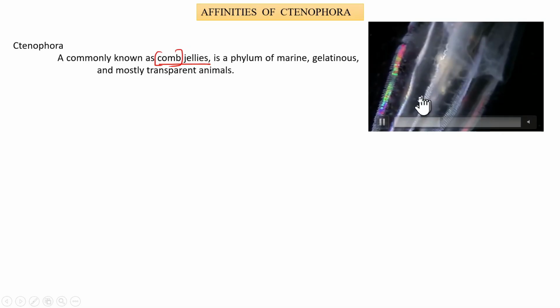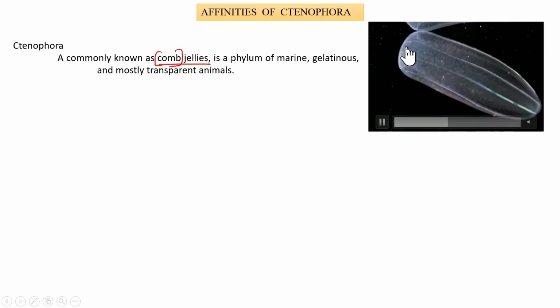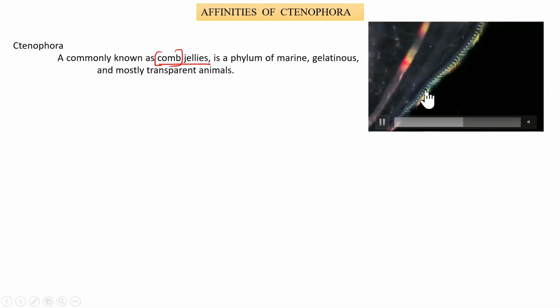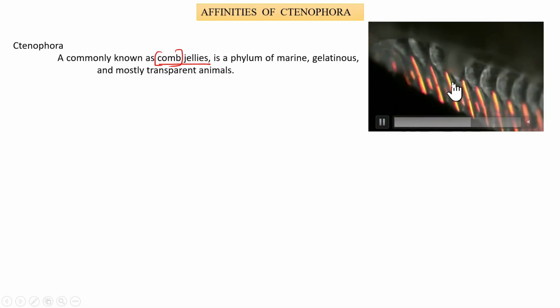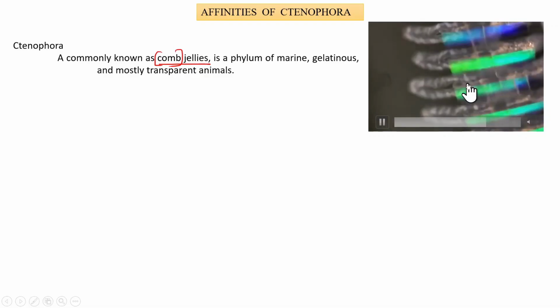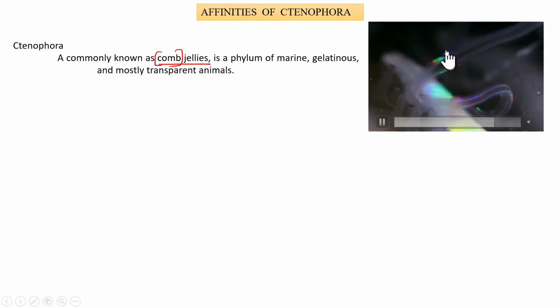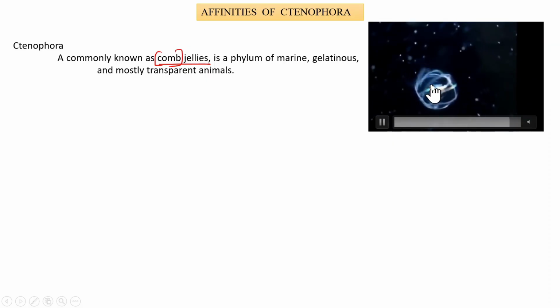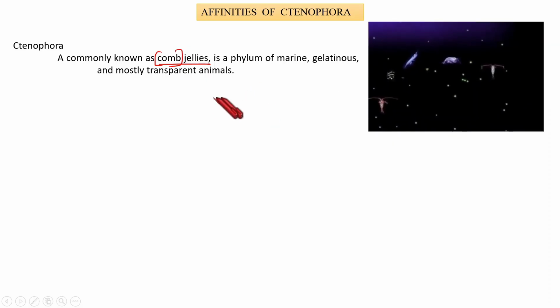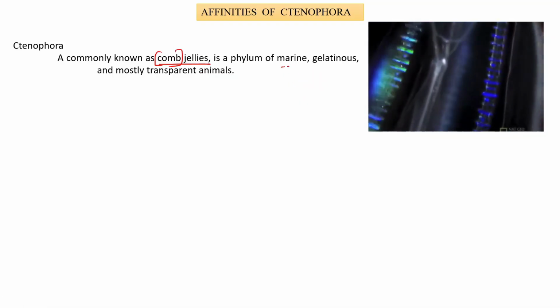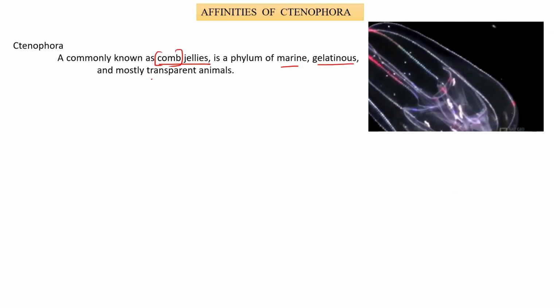In the body of this comb jelly, they possess an array of comb-like arranged cilia. Because of that comb-like arranged cilia, which help in its locomotion, they are called comb jellies. In this picture also, to some extent, we can see that array of cilia here. Because of that feature, they are called comb jellies. They are marine, gelatinous, and transparent as well.